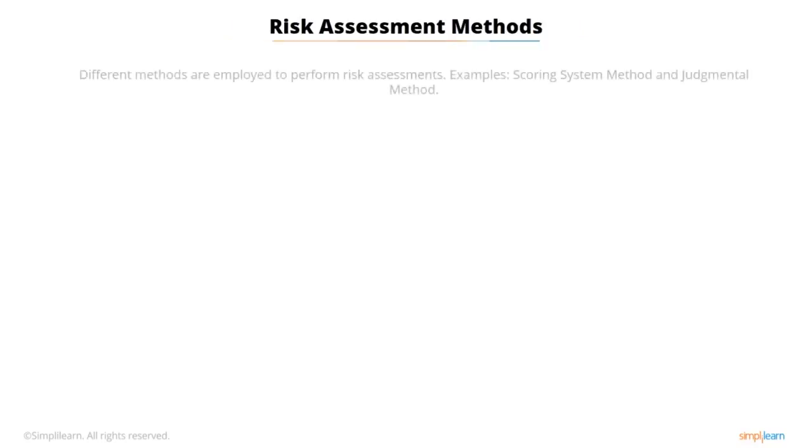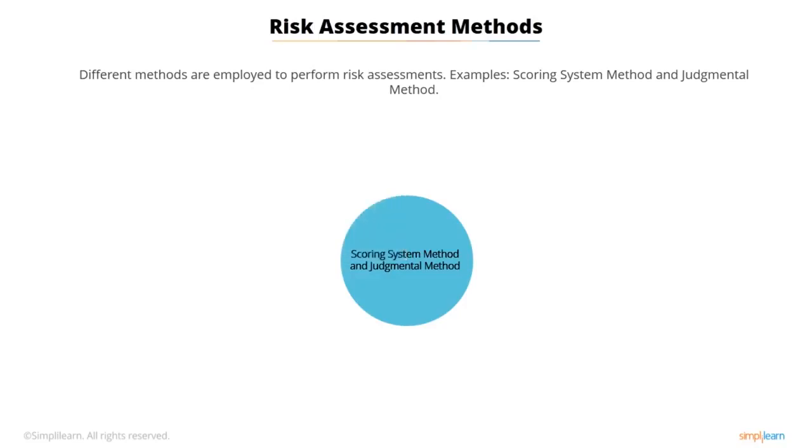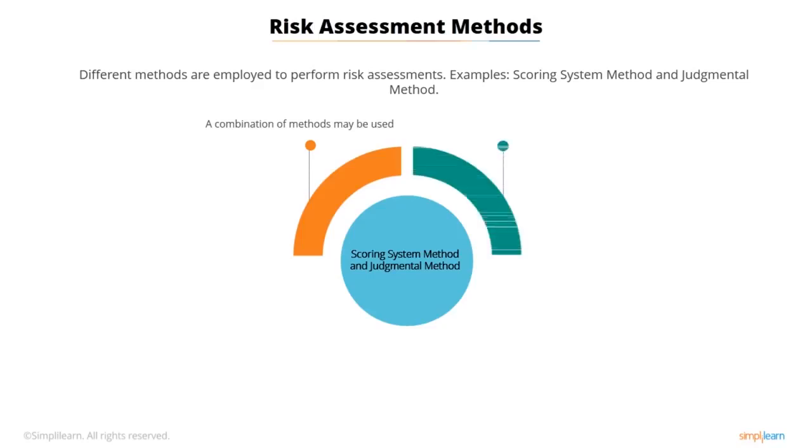Whereas we will look at many different methods throughout this course, they really come down to a few different criteria, a few different properties that all risk assessment methods have. Now, there are some formal methods like the scoring system method and judgmental method. First, remember that a combination of methods can be used. You don't have to pick a single risk assessment method and stay with it.